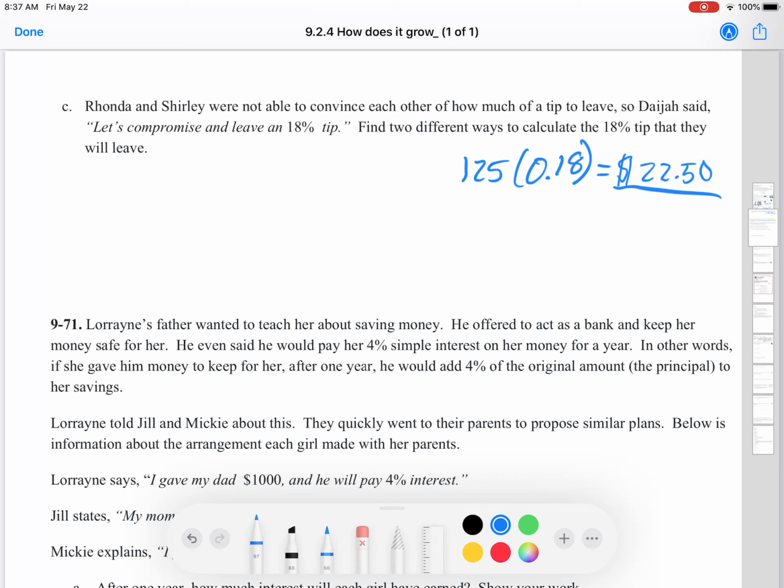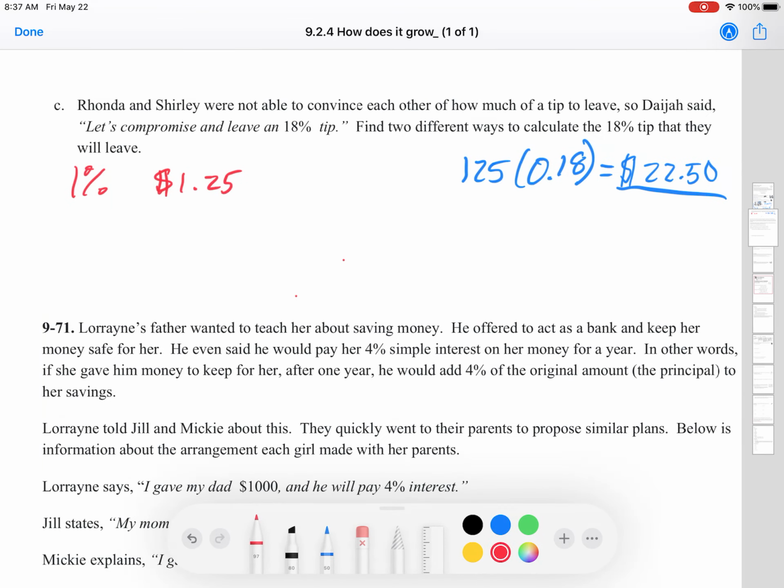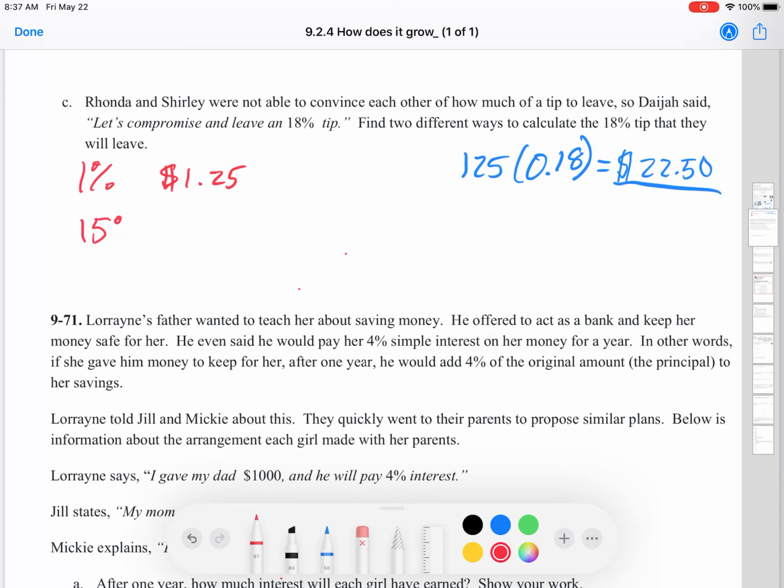But on the other side, what we could do is figure out what a 1% tip is. A 1% tip is going to be $1.25. Now, how could we do this? We could do the 15% tip, which we already know, and the 15% tip, which is $18.75, was from previous work. And then what could we do? We could add 3%. Basically we're adding 3 of those 1% amounts, so we're adding those 3 to get $3.75.